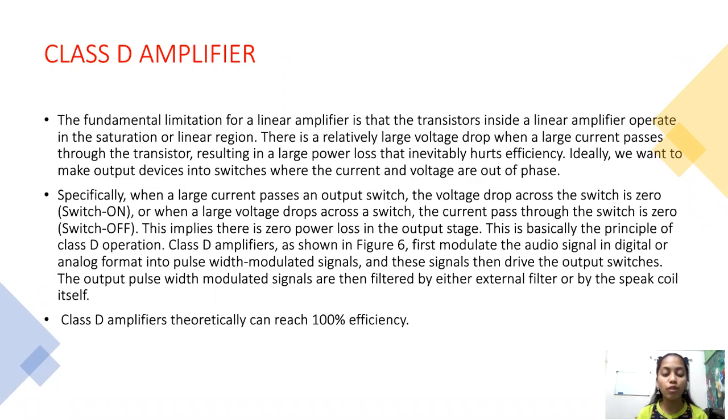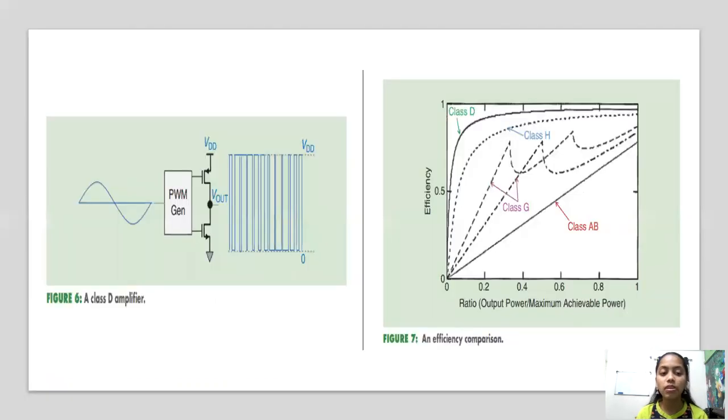This is basically the principle of Class D operation. As shown in figure 6, we first modulate the audio signal, in digital or analog format, into pulse width modulated signals, and these signals then drive the output switches. The output pulse width modulated signals are then filtered by either an external filter or by the speaker coil itself. Class D amplifiers theoretically can reach 100% efficiency. Figure 6 shows the Class D amplifier, and figure 7 shows the efficiency comparison.